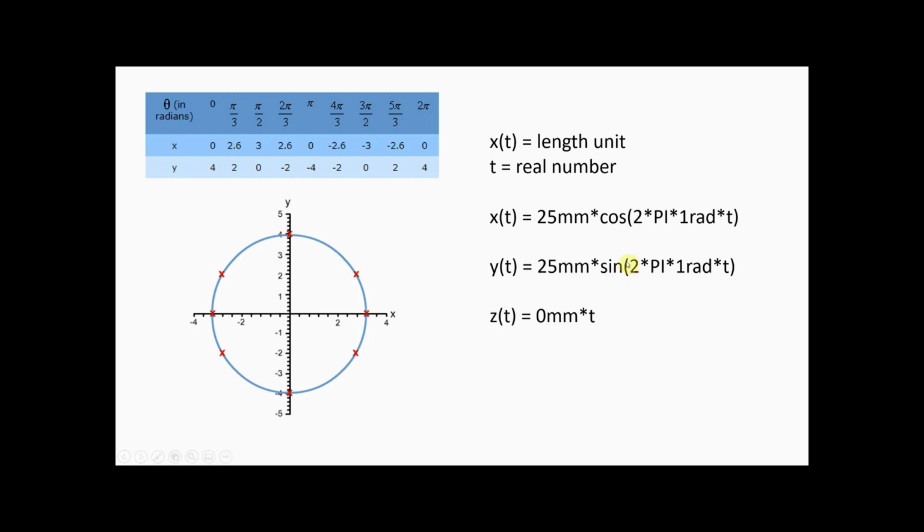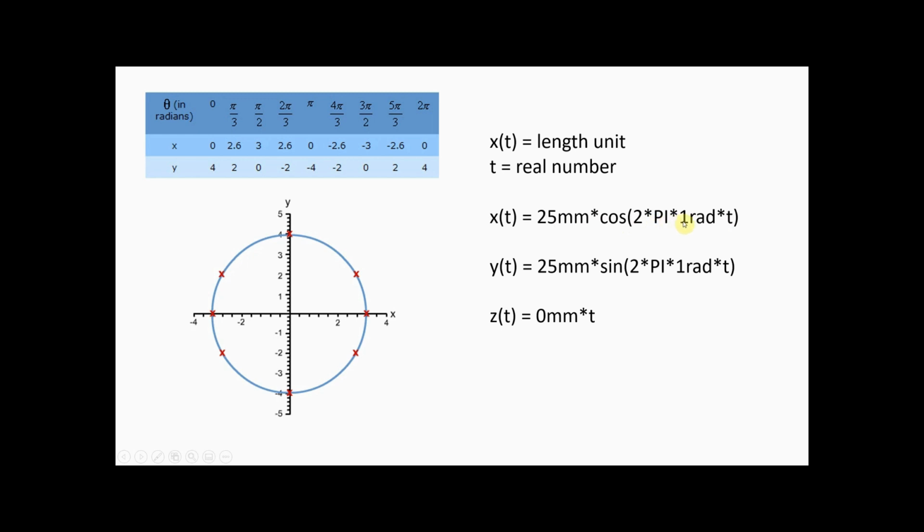So my equations will look something of this nature. I will have for the first equation x of t. Typically, I leave out the brackets when I do these, but it will be x of t equal to 25 millimeters, that's the radius of the circle, times cosine of 2 pi 1 rad t. So the cosine function is expecting something angular. Whether that be degrees or radians, typically I require my students to work in radians. So notice I've got 2 pi, so 2 pi radians is one circle.